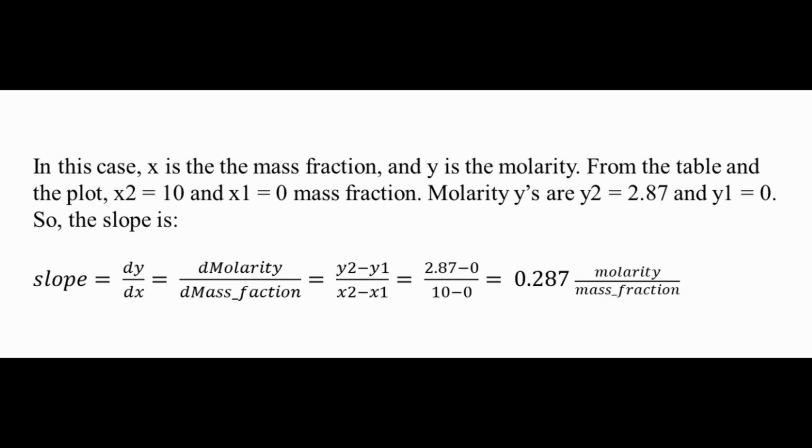In this case, x is the mass fraction and y is the molarity. From the table in the plot, x2 equals 10 and x1 equals 0 mass fraction. The molarity y's are y2 equals 2.87 and y1 equals 0. So the slope is dy/dx equals d molarity/d mass fraction equals (y2 minus y1) divided by (x2 minus x1) equals (2.87 minus 0) divided by (10 minus 0) equals 0.287 molarity per mass fraction.